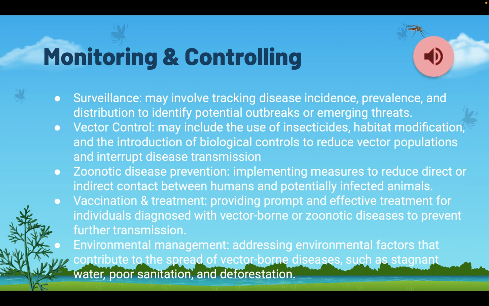Zoonotic disease prevention, which is implementing measures to reduce direct or indirect contact between humans and potentially infected animals. Vaccination and treatment, providing prompt and effective treatment for individuals diagnosed with vector-borne or zoonotic diseases to prevent further transmission. Environmental management, which is addressing environmental factors that contribute to the spread of vector-borne diseases, such as stagnant water, poor sanitation, and deforestation.